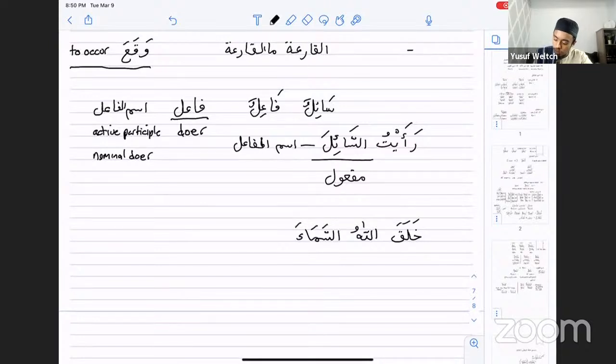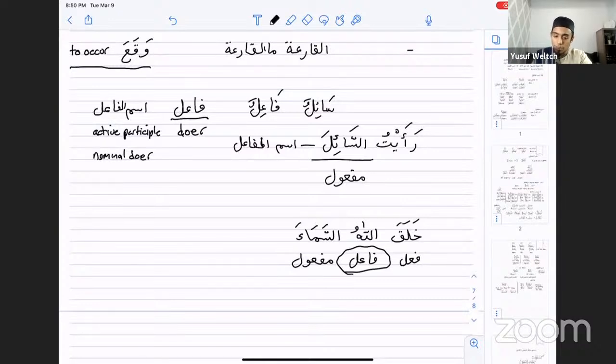Allah created the sky. So here we have a verb, we have a doer of that verb in the context of the sentence, and we have an object. So this is a role, right? The name of Allah here is playing a role in the sentence as the doer of khalaqa, of the verb. Allah is the doer of the verb khalaqa. Allah created the sky.